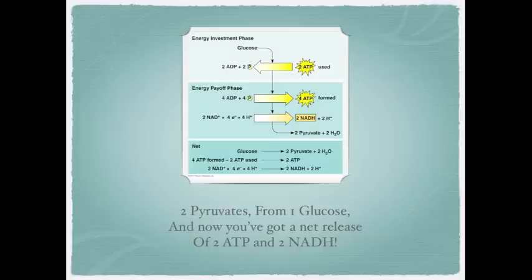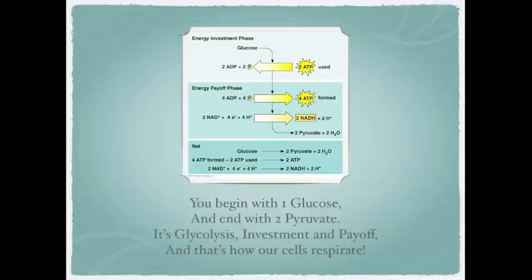2 pyruvates from 1 glucose, and now you've got a net release of 2 ATP and 2 NADH. You begin with 1 glucose and end with 2 pyruvate. It's glycolysis, investment and payoff, and that's how our cells respirate.